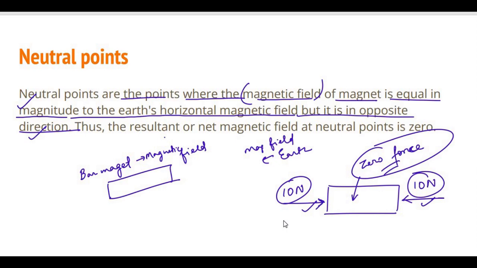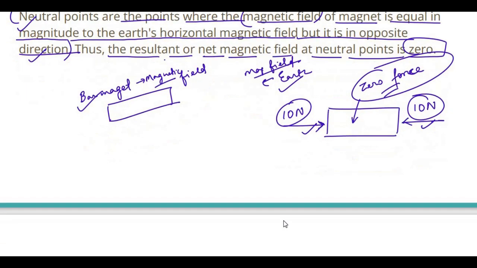So the same thing is happening. Magnetic field produced with the bar magnet and magnetic field produced with the earth at that point is equal in magnitude but opposite in direction. So ye wo dono points hai jahan pe aisa hota hai. That is written in this sentence. So thus the resultant or net magnetic field at neutral points is zero. Resultant field is zero. Ekdam simple si baat hai.